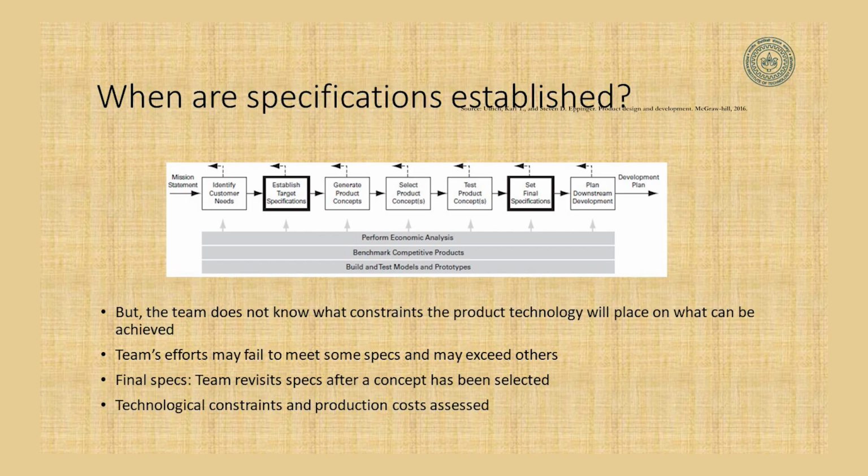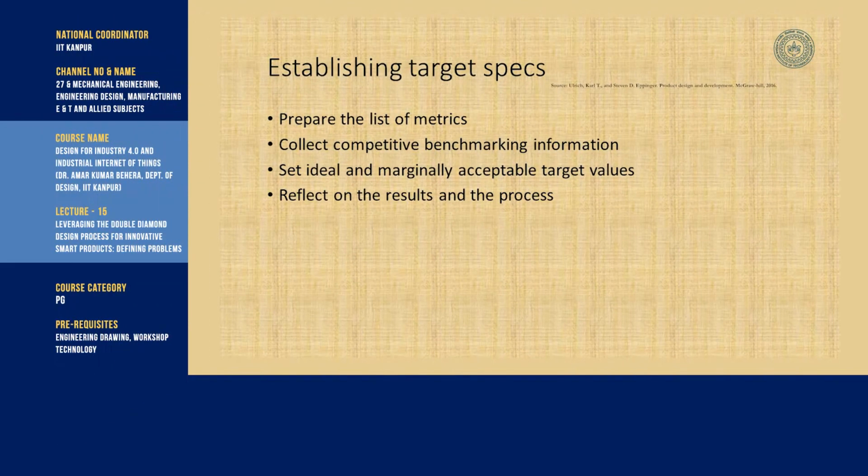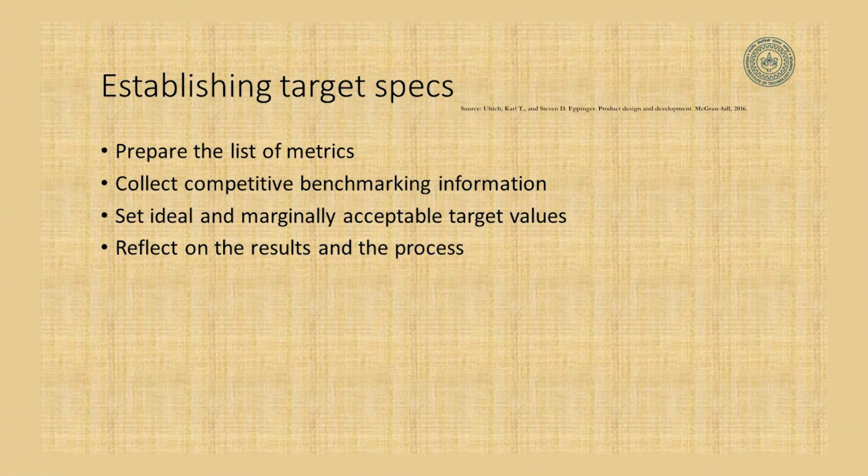So, final specs are when you revisit the specs after concept has been selected and you have included technological constraints and production costs. Okay, the constraints coming in from technology and the constraints and the costs assessment. So, how do you establish your target specs? You prepare the list of metrics, okay. You collect your competitive benchmarking information. So, there might be competitors in the market who have a lot of information out there. Then you set ideal and marginally acceptable target values. What does it mean? Ideal is the best case scenario, okay. Marginally acceptable is just about acceptable for what we are trying to achieve, okay.